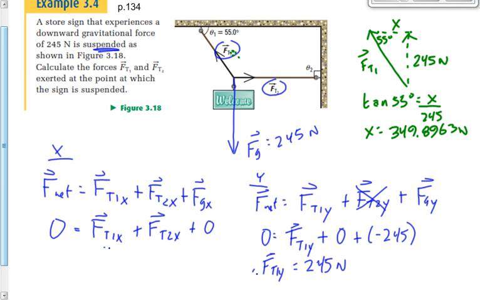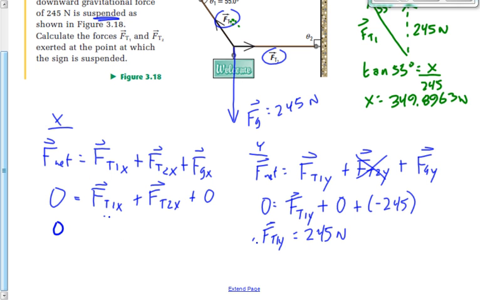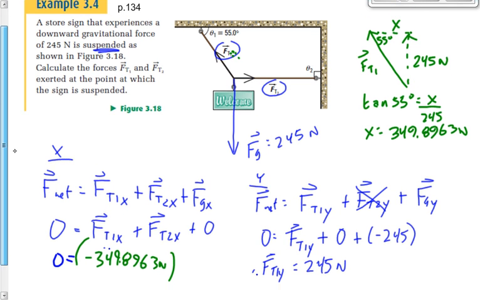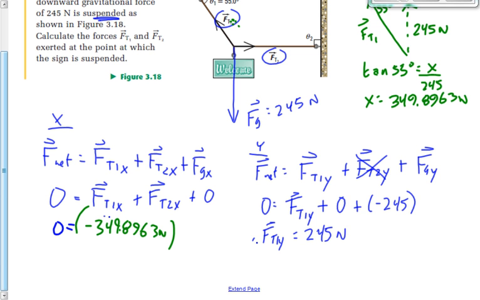All right. Now we're going somewhere here. The x component of FT1 is negative 349.8963. Negative because you can see in that picture it's going to the left. The x component of FT2, we don't know, but we can now find it. FT2x has got to be equal to positive 349.8963.